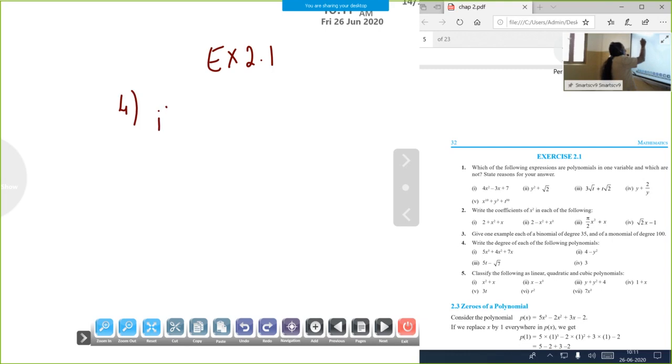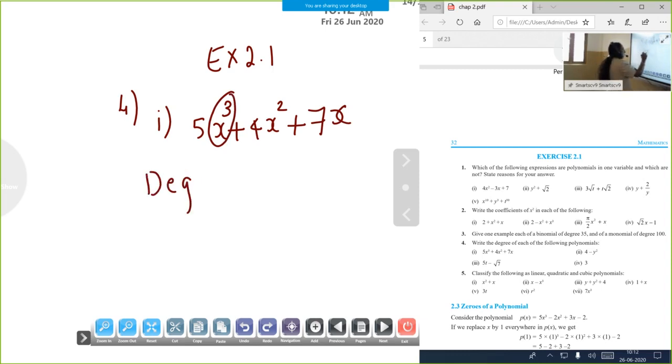In that, the first one, your question is 5x cube plus 4x square plus 7x. What is the degree of this polynomial? You take the highest power. Here the highest power is x raised to 3. So the degree of the polynomial equals 3. The highest power of the variable is known as the degree of the polynomial.